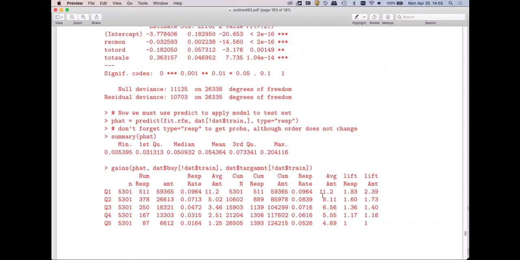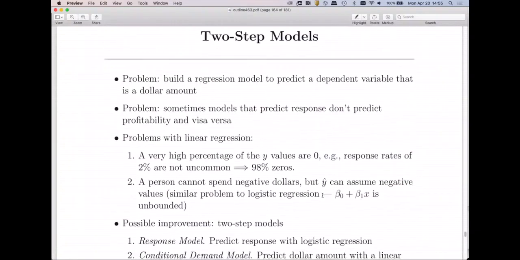Okay, I'm going to mention one more thing that we went over with the retailing case, which is the notion of a two-step model.